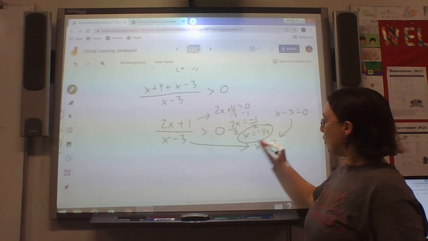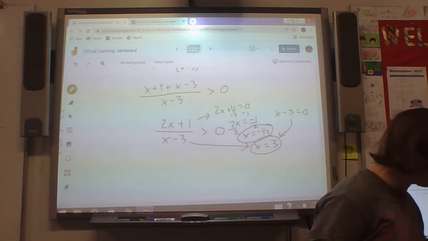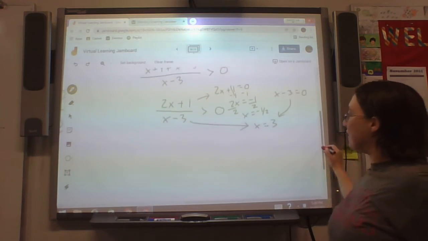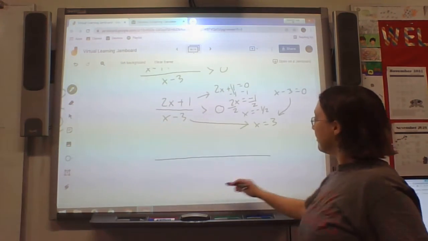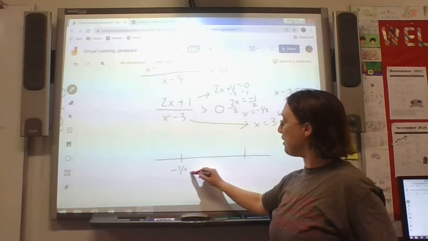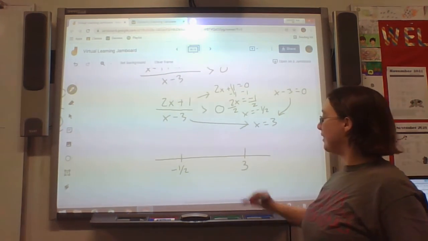So those are the 2 points we're interested in, although I probably shouldn't circle them because that's not the answer. So those are the 2 points that are going on our number line. We've got a negative 1/2, we've got a positive 3.